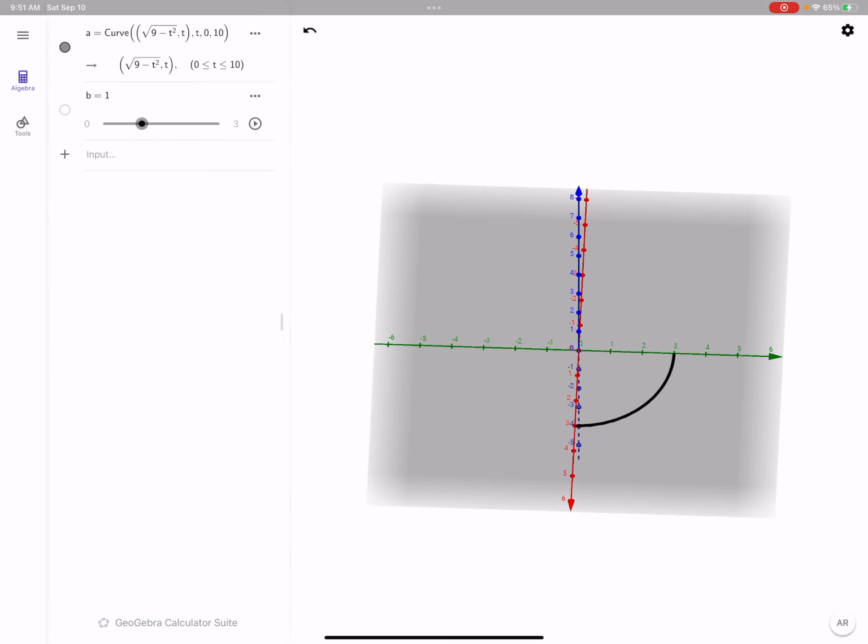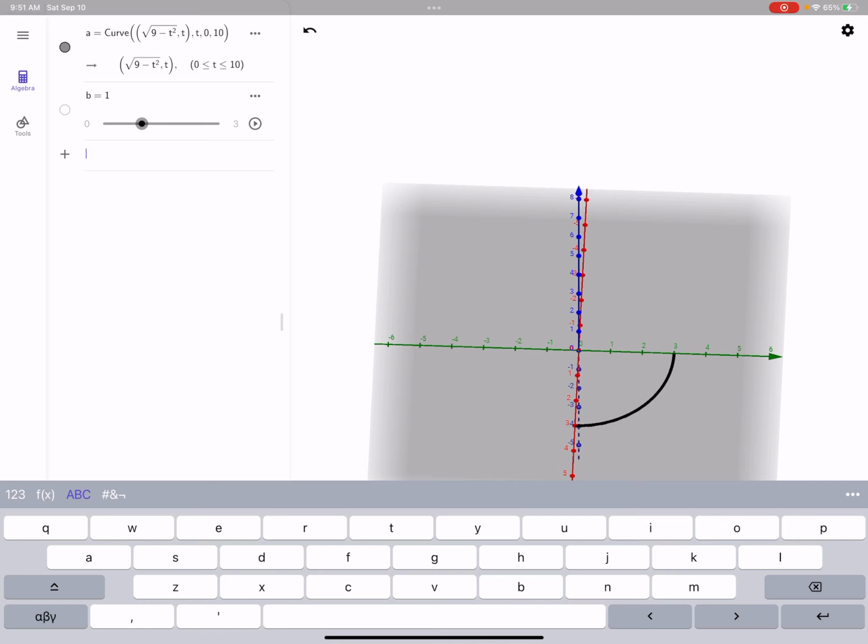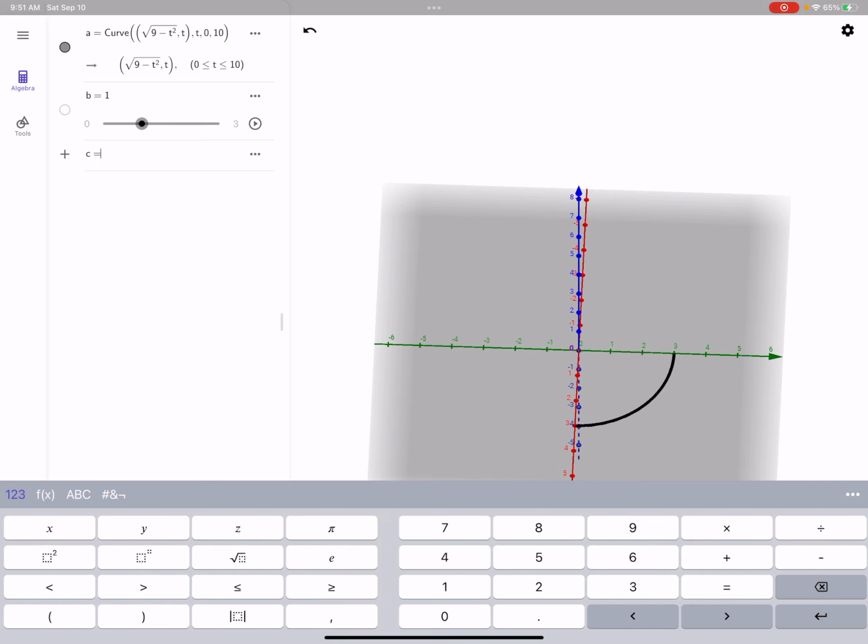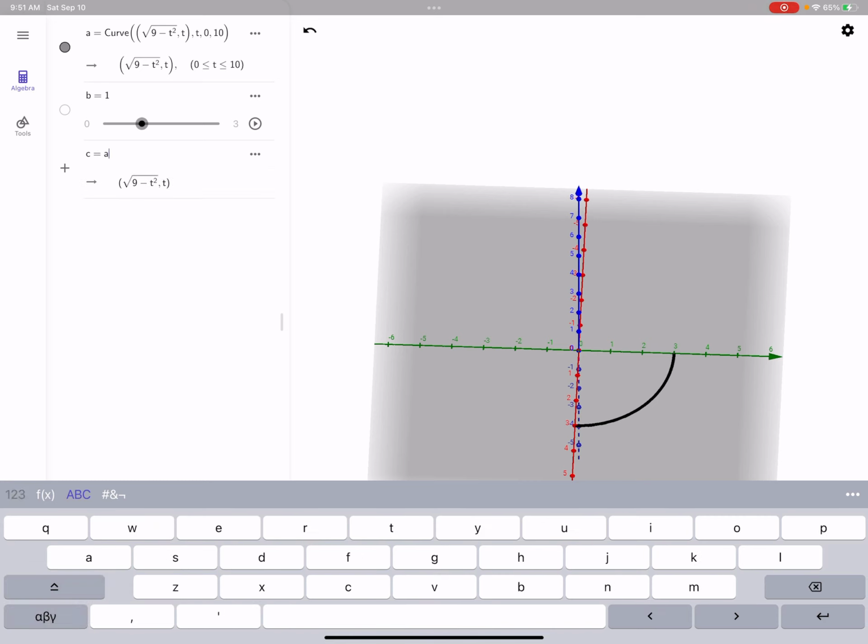And so then we want this point, we'll say, I don't know, C equals A of B. Why is that not giving me that point? Just a moment. Oh, yeah, it should. Oh, yeah, it's actually working out now.